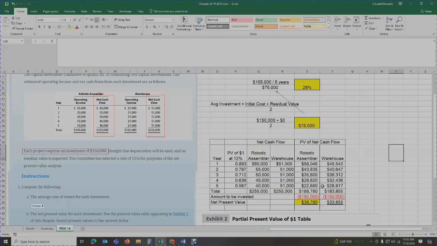Why? Because larger cash flows occur earlier in the years compared to the warehouse. Thus, if we had to choose one of the two projects, both of them yield the same operating income. They both have the same net cash flows. We would run with the robotic assembly. That is a more attractive project because it yields a higher net present value.